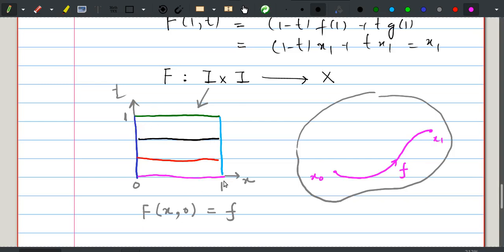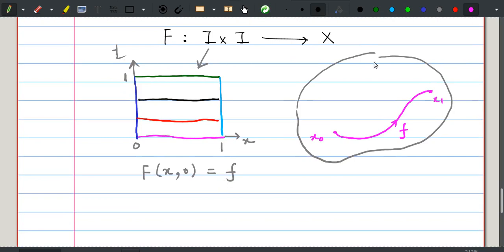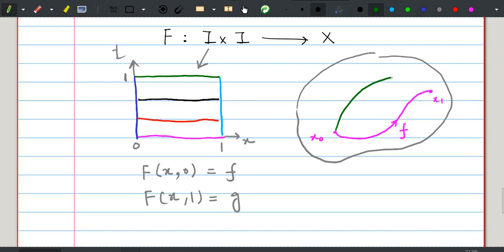Now it is also given that f of x1 is g. Now the set of all points x1, the set of all points with second component 1, that is this green line. Now when we give inputs to capital F from the points lying on this green line, we get this little g. So this green line is mapped to g.